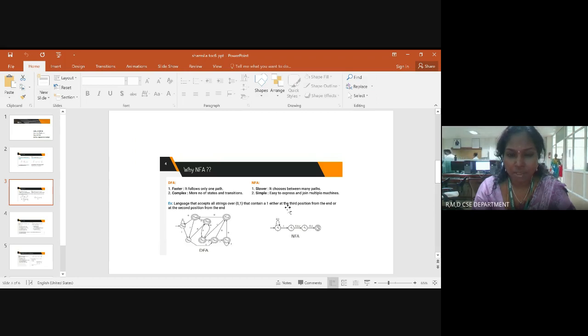The example given here is: one will be in the third position from the end, and the second one will be at the end. If you look at the difference between DFA and NFA, in a DFA there is only one transition, but in an NFA more than one transition occurs for one input. So in Q1, on input 1 it goes to Q1, and on 1 it also goes to Q2. In an NFA, one or more or zero transitions occur.